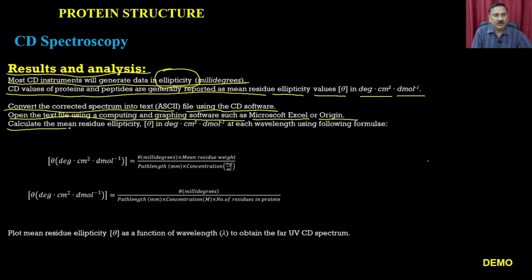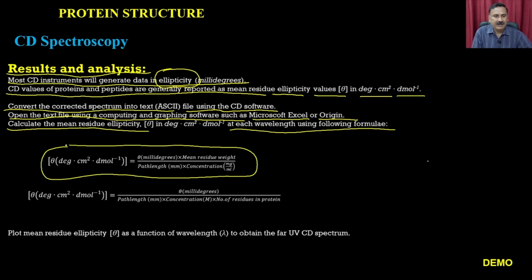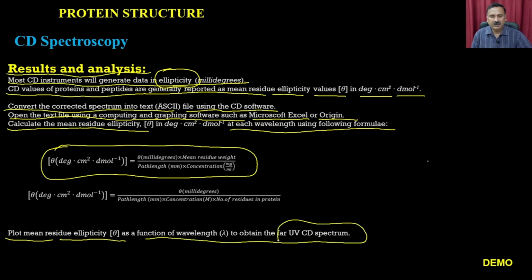And then you calculate the mean residue ellipticity at each wavelength using the following formula. You can use this formula and it is going to give you the calculation of the mean residue ellipticity at each wavelength. And then you can plot the mean residue ellipticity as a function of wavelength to obtain the far UV CD spectrum.